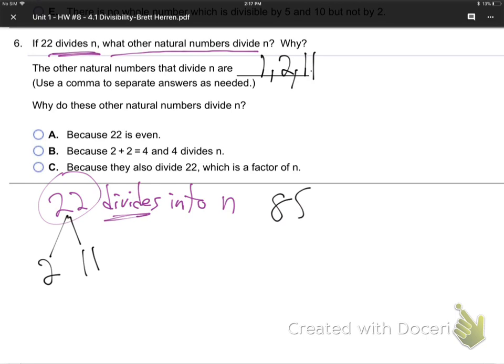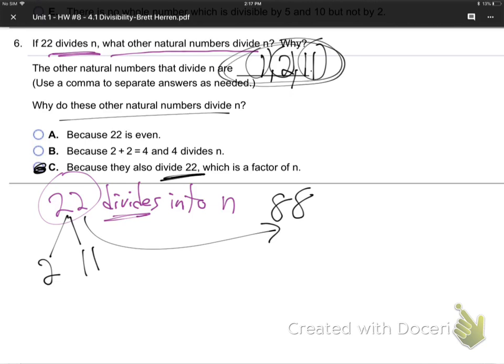Think about 88, for example. 22 goes into 88, so does 1, so does 2, so does 11. That's going to work. Why do these other ones work? Because 22 is even? No, that's not the reason. Because 2 plus 2 is 4? That's dumb. Because they also divide 22. Because they are in the 22. These numbers go into 22.